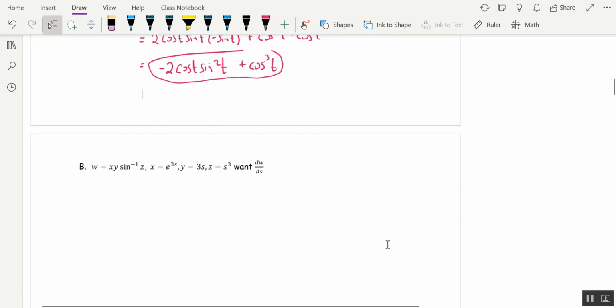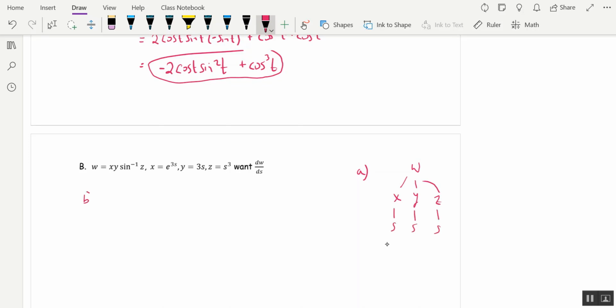Okay, let's do another one. Perhaps you should pause and try and do this one on your own. All right, so let's start with a tree. We want W at the top, and I can see W is a function of X, Y, and Z. And X, Y, and Z I can see are all functions of S, right?